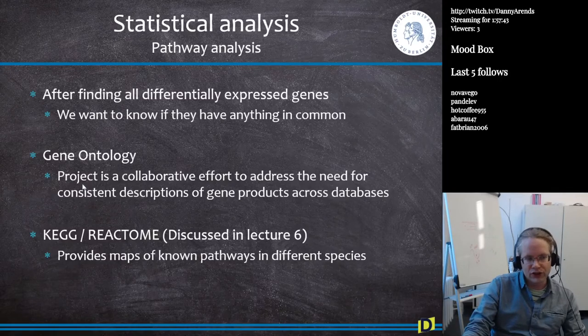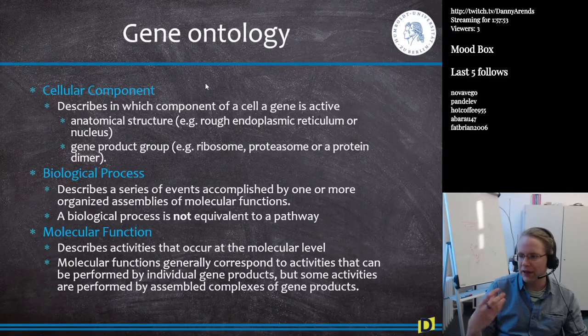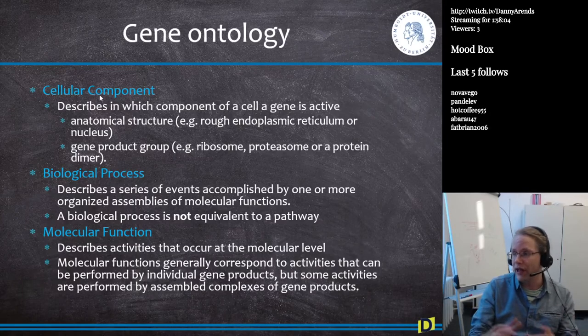So gene ontology is a project, a collaborative effort to address the need for consistent descriptions of gene products across databases. Gene ontology has three different pillars: cellular component, biological process, and molecular function. So the cellular component: every gene has these three annotations.